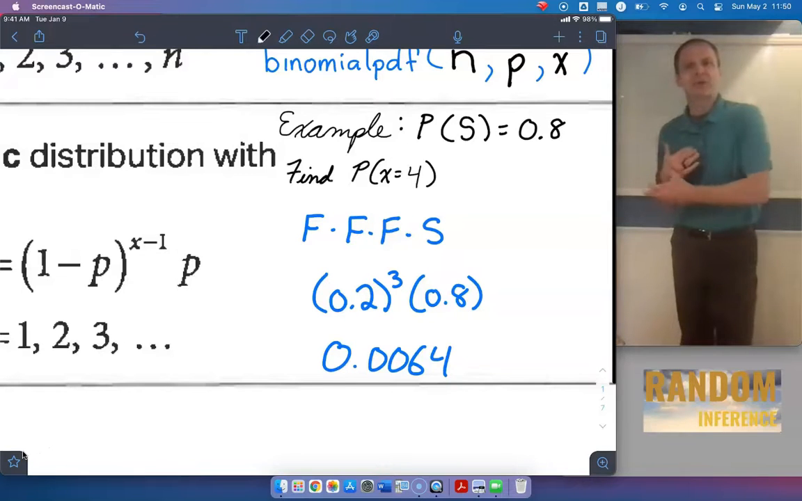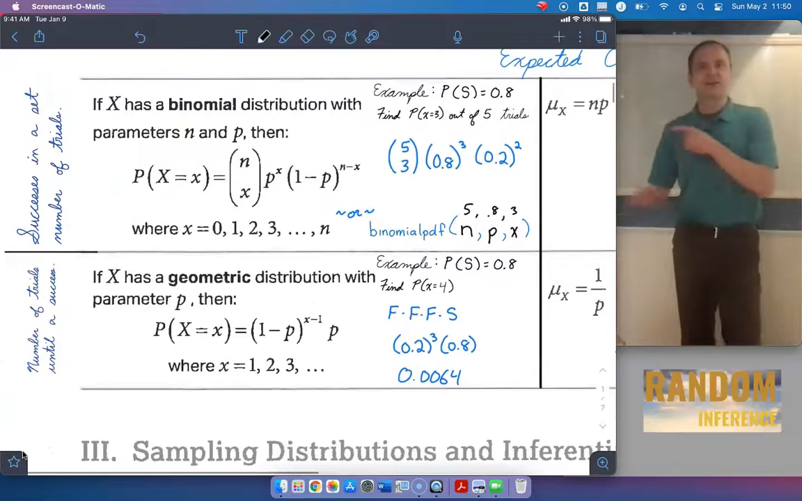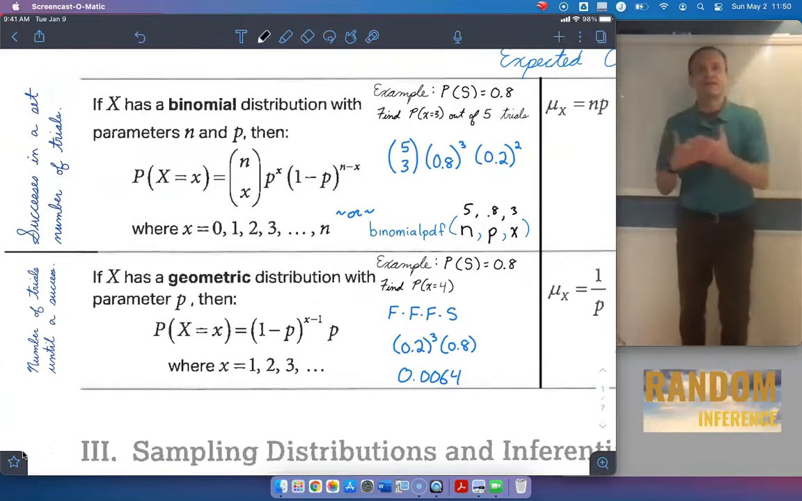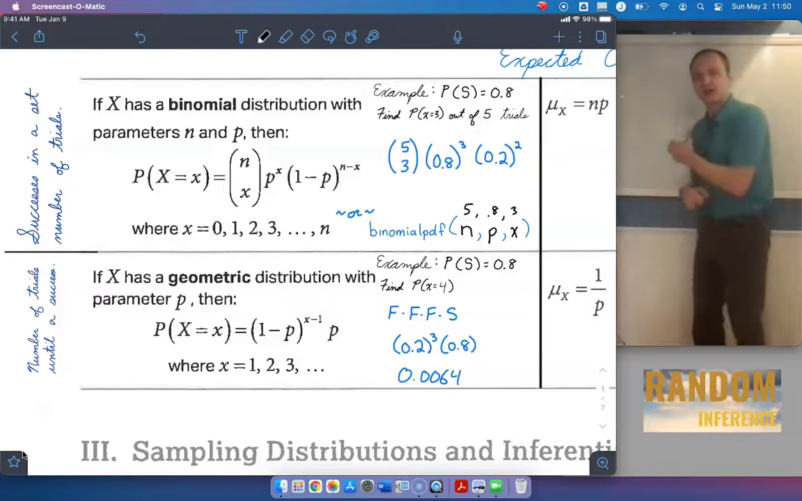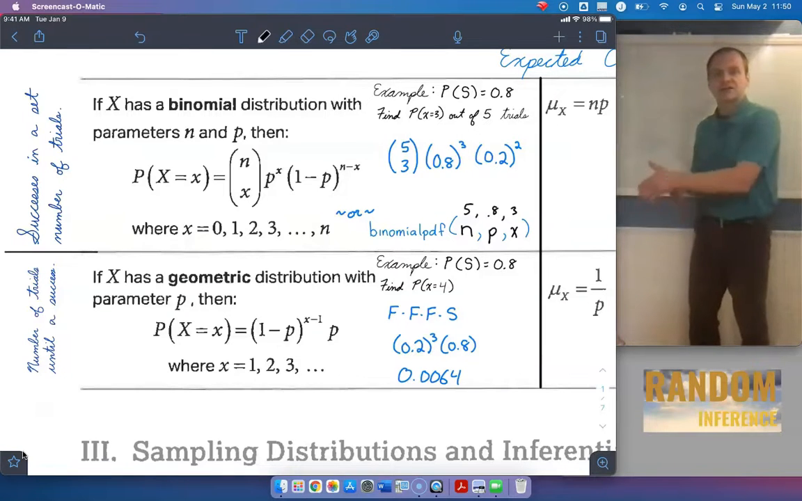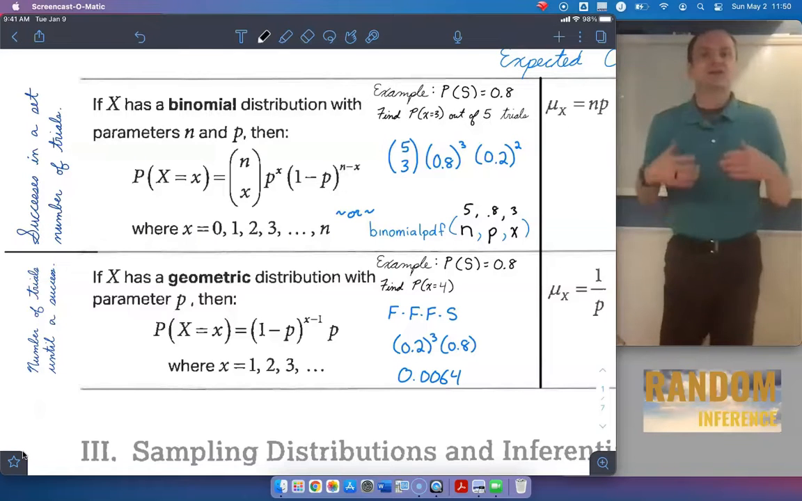Not too bad when it comes to it, but the phrasing is what you need to get you. And that's why this part is extremely important, and I'll leave it here so you can copy it down while I'm talking: the differences between binomial, successes in a set number of trials, and geometric, way at the bottom here, which is the number of trials until you get that first success. So be aware of that.